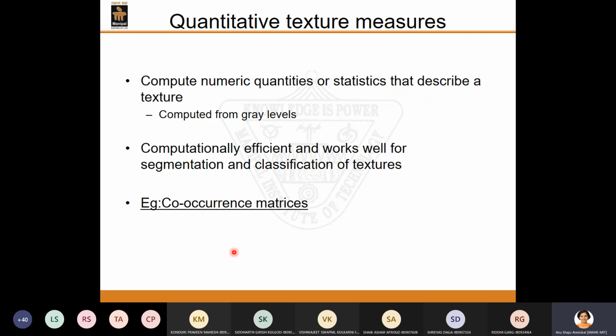So better texture features would look at not just the intensity values but also the spatial locations, or also consider where exactly the texture features are located. One such example is the co-occurrence matrix, as is written over here. It is also called the gray level co-occurrence matrix, abbreviated as GLCM. We will see about GLCM in detail in the later slides.